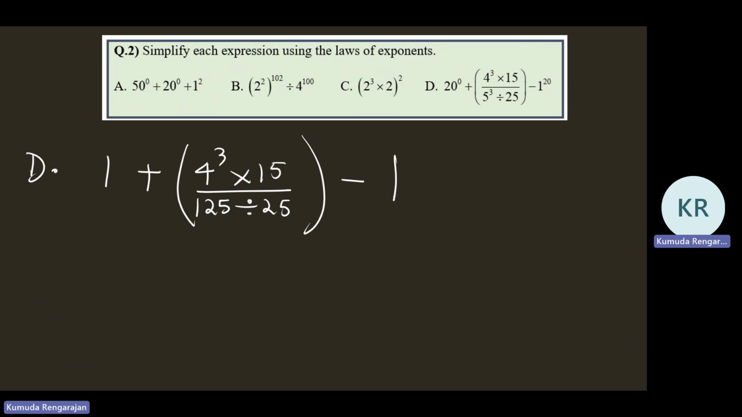Idhula odd even varadu. Adu minus irundha. Ma'am, one mistake, we should put the odd sign. 1 raised to the power 20. 1 into 1 into 1 into 1, 20 times is 1. 1 plus 4 to the power 3 is 64. 4 into 4 into 4, 64. 64 into 15 divided by 125 divided by 5, 25 is 5.